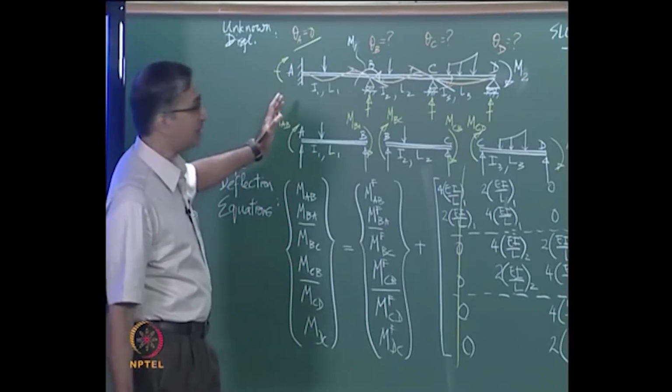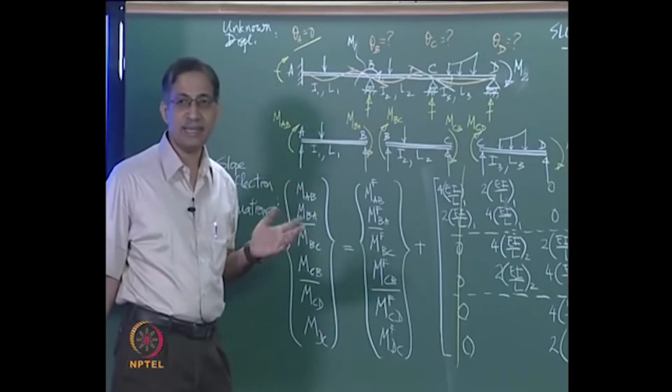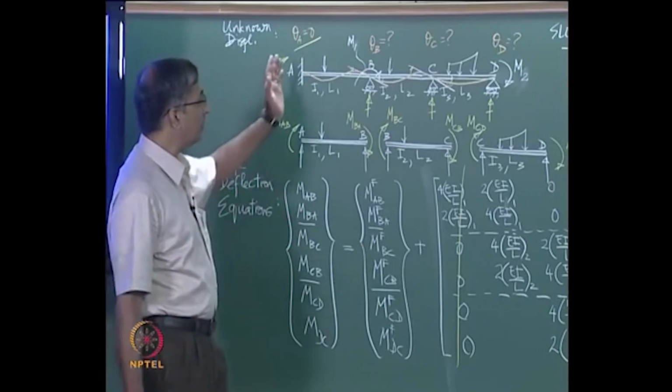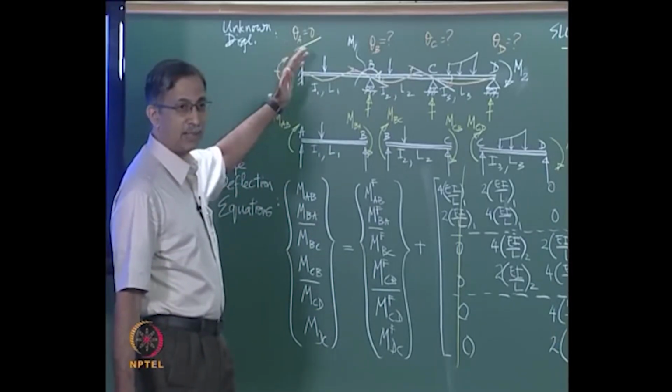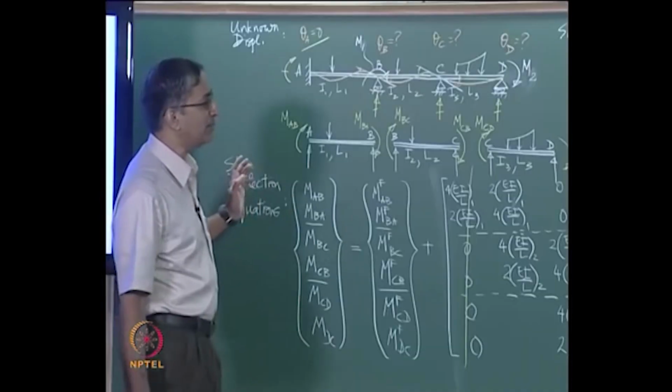In this example, end A is fixed, so theta A is 0. You may get a problem as we did yesterday where theta A is not 0, but it is known. You have a known rotational slip, it does not matter. Now, in terms of theta A, theta B, theta C and theta D, you can write expressions called slope deflection equations for all the end moments. Each beam segment has 2 end moments, one at the left end, one at the right end. We assume them to be clockwise positive.